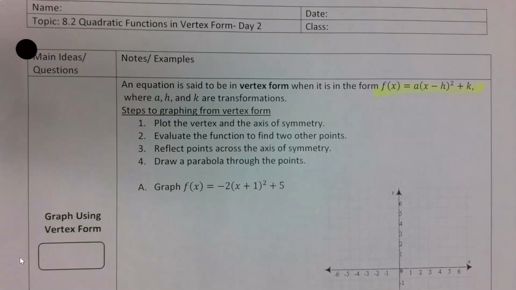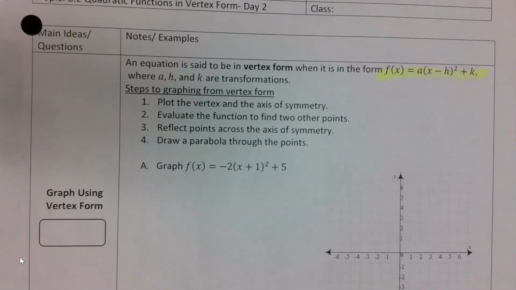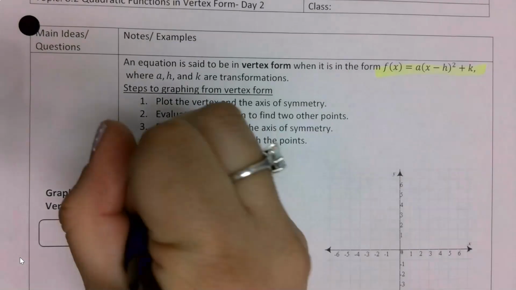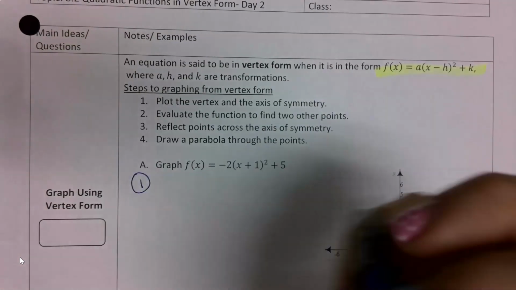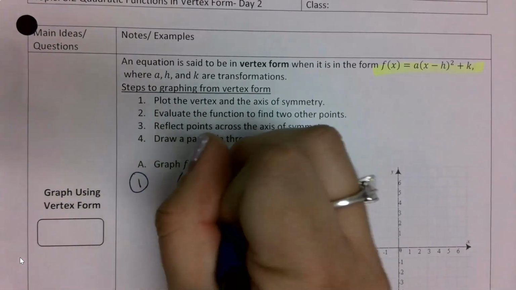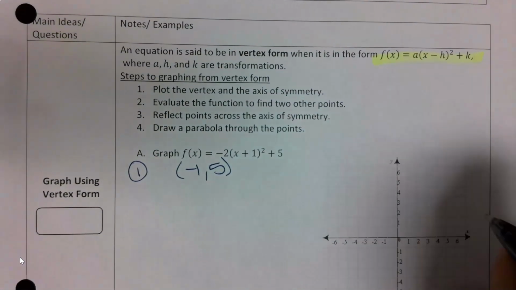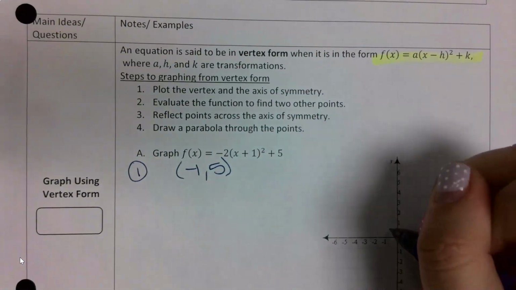So my steps are to plot the vertex and my axis of symmetry, evaluate the function to find two other points, reflect my points across the axis of symmetry, and draw a parabola through the points. So, A wants me to graph f of x equals negative 2 times (x plus 1) squared plus 5. My first step is to find my vertex. Remember, that is opposite the sign with the x. This is going to be negative 1, and then my number at the end, which is 5. So I'm going to go over to negative 1, 5 and plot my point.